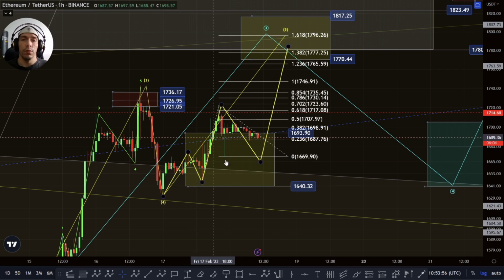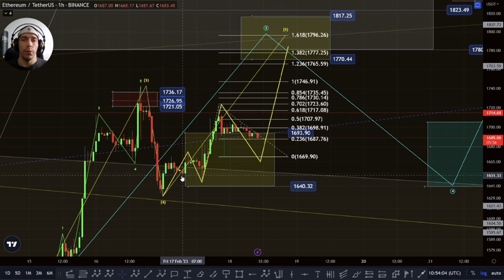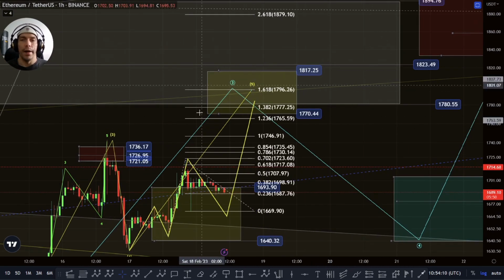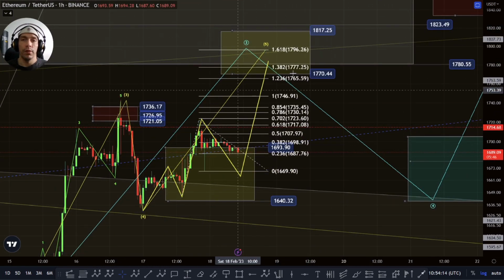If we actually do break up past the 1796 area, then we can argue that we could potentially be looking for a 5-wave move where this becomes a 1 2 3 5. That would push us up higher than this 5th wave target area. So we need to be careful of that. If we do get extensions, we might look to push deeper than this zone.